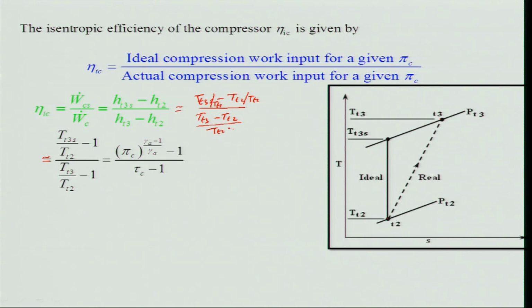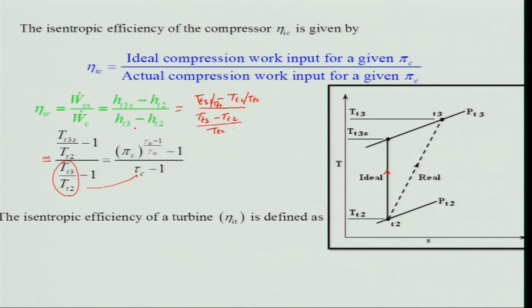So, this is T_t2, I will get T_t3s divided by T_t2 minus 1, and T_t3 divided by T_t2 minus 1. If you look at this, it is nothing but your tau_c, and this is for the isentropic process, because we are talking about the isentropic process here, right. So, therefore, it will be pi_c to the power (gamma_a minus 1) divided by gamma_a, and this is the pressure ratio across the compression, right.